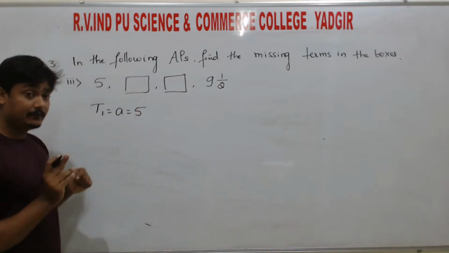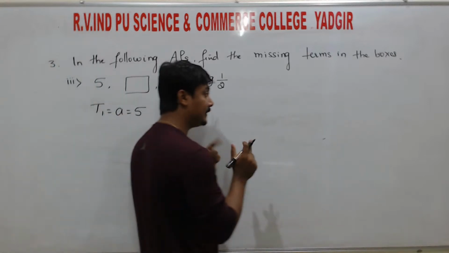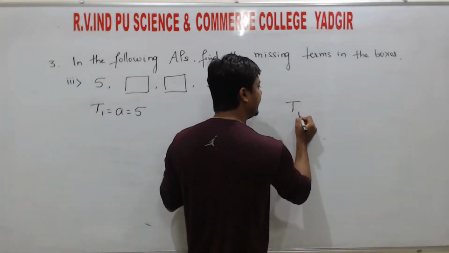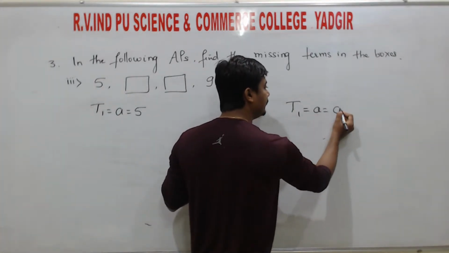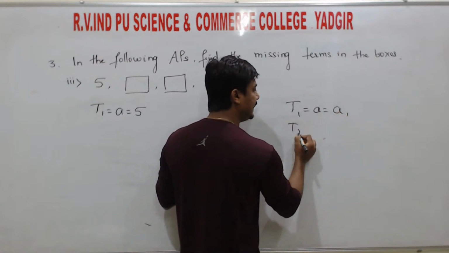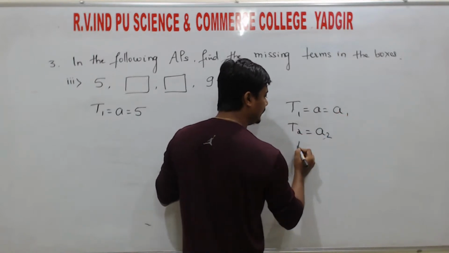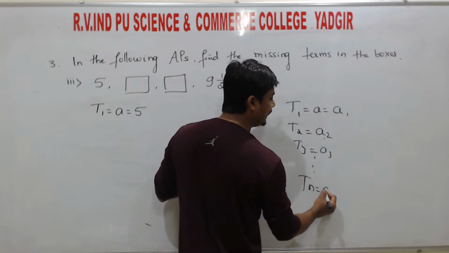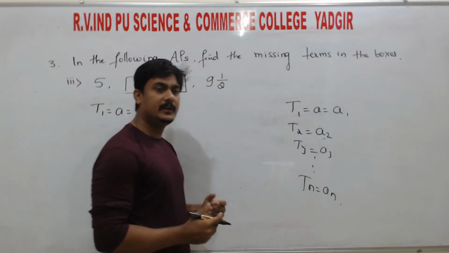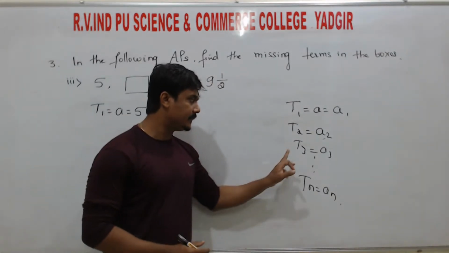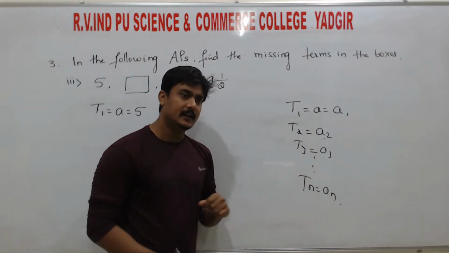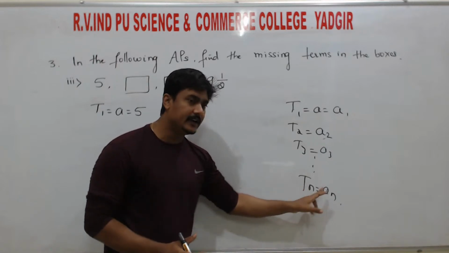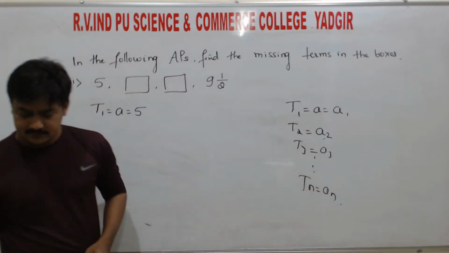Right? I had mentioned when I was discussing sequences that T1 is equal to A, and it is also denoted as A1, T2 as A2, T3 as A3, similarly Tn as An. Both mean one and the same. I can denote the first term as T1 or A1. I can denote the nth term as Tn or An. Okay.